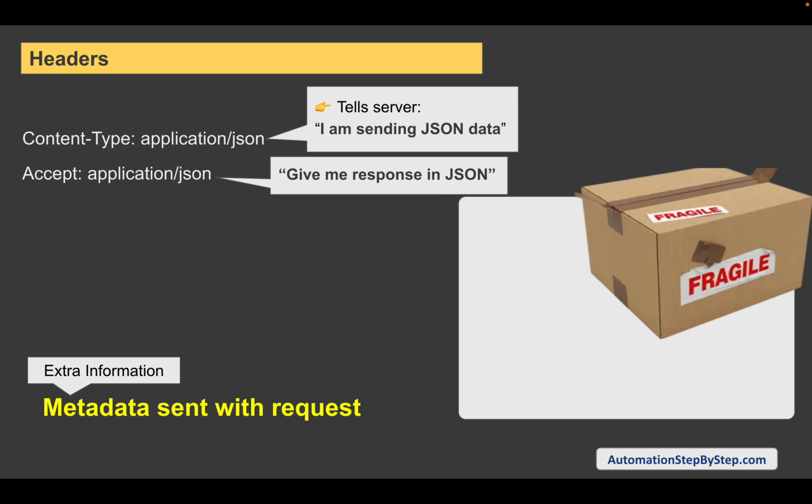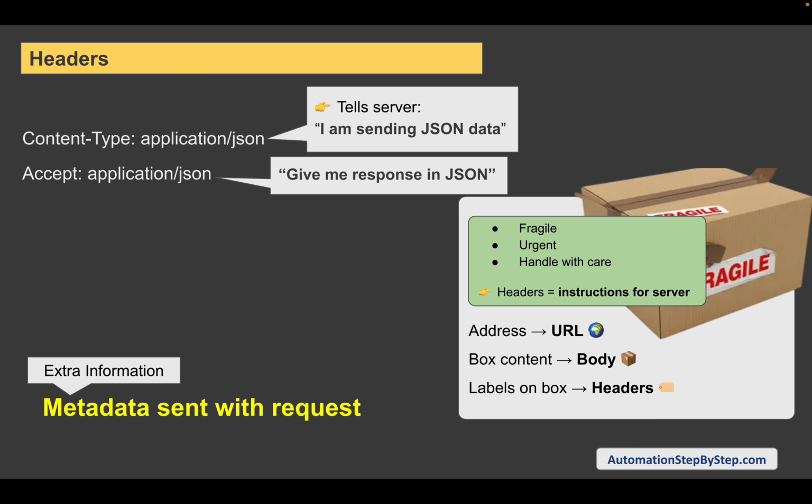So think of a box you are sending. In that you can have some labels like fragile. That will be like a header where you are telling whoever is handling the box that you have to handle it with care. Okay, so the address will be the URL, the actual content of the box will be the body, and the labels on the box will be the headers. So these are the headers, the extra information that we send with our request.